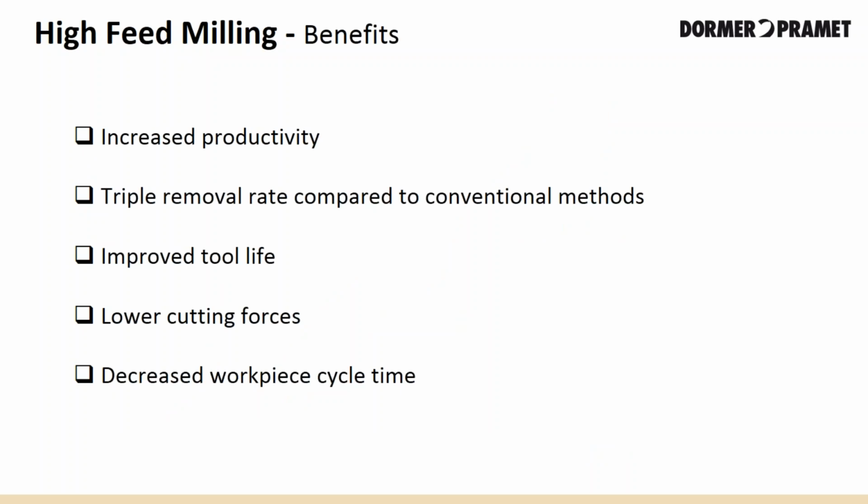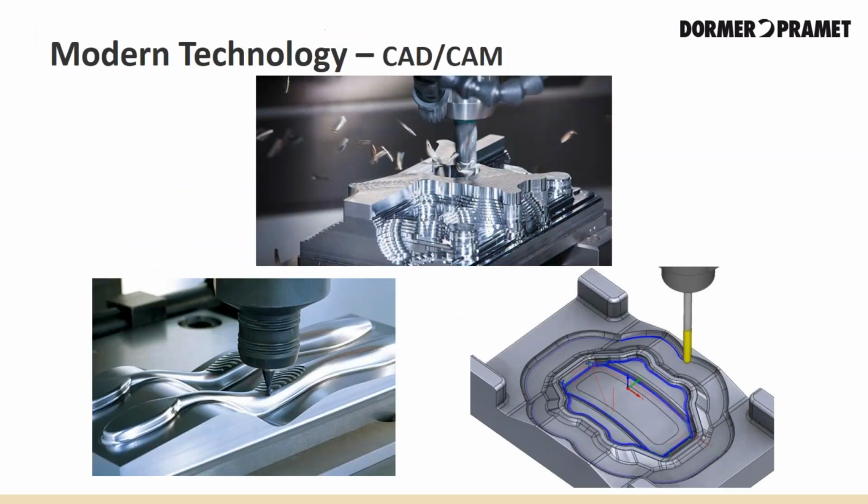So some of the benefits of high feed milling are increased productivity, triple the removal rate compared to conventional methods, improved tool life, lower cutting forces, and decreased workpiece cycle time. Along with the needs for high-speed machining are the programming techniques that will tell the machine controller what to do. CAD/CAM technology is evolving to meet the needs of toolpath strategies for high-speed machining.